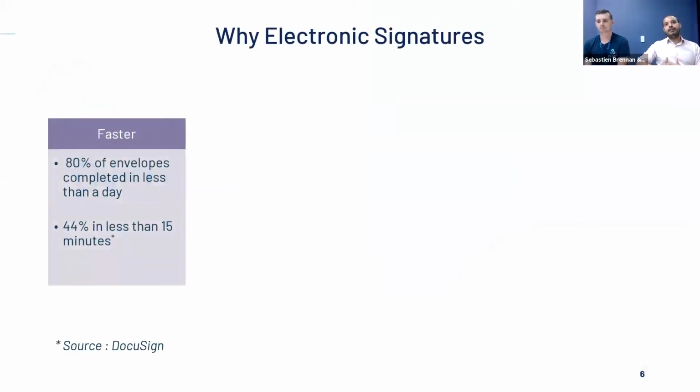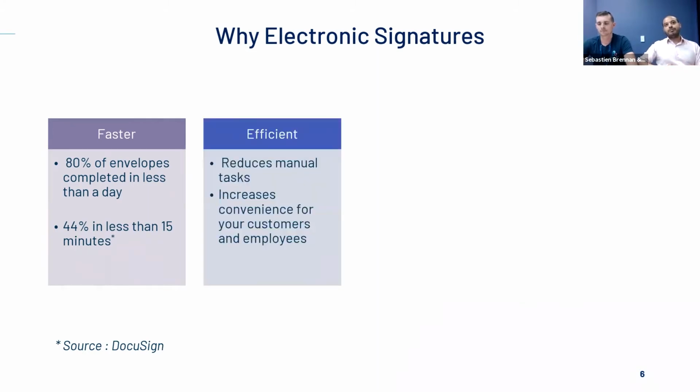First we'll cover off what are the key pillars of why any business would use electronic signatures, starting with the obvious one of being faster compared to snail mail. We know through data coming in from DocuSign that 80% of the envelopes are signed in less than a day, with slightly shy of 50% signed within 15 minutes.